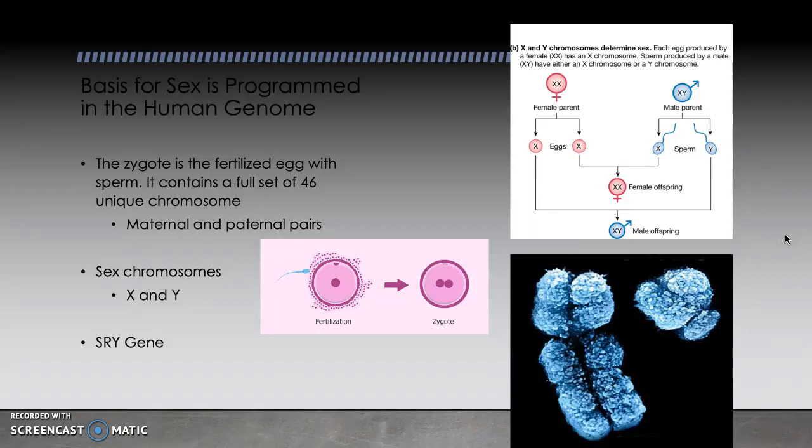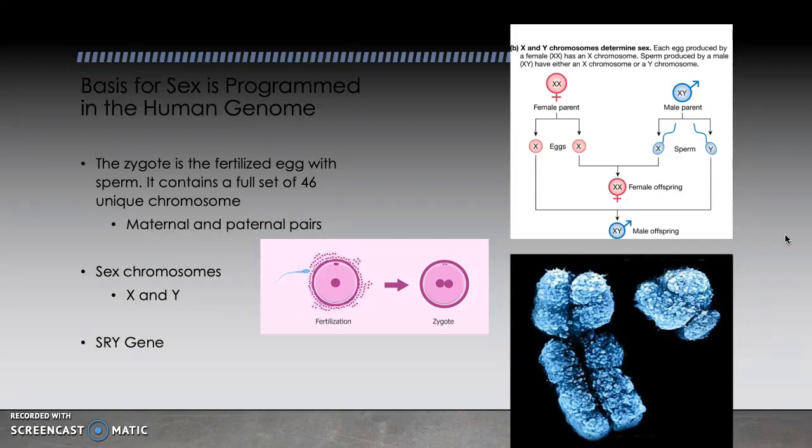The sex chromosomes are the X and Y chromosome. And in the bottom right-hand corner of this screen, you can see a scanning electron micrograph image of both the X and the Y chromosomes, and you can clearly note that one is larger than the other. It is the female or the X chromosome that is significantly larger in size than the male Y chromosome component.